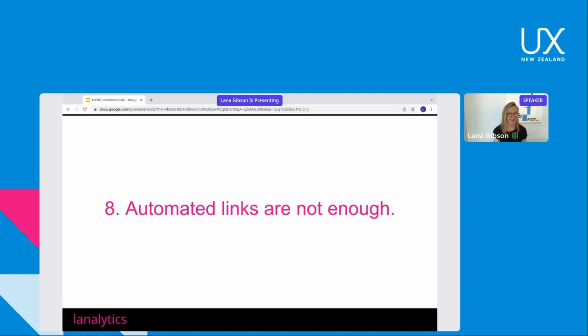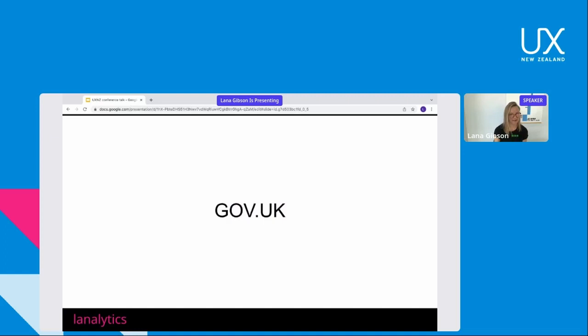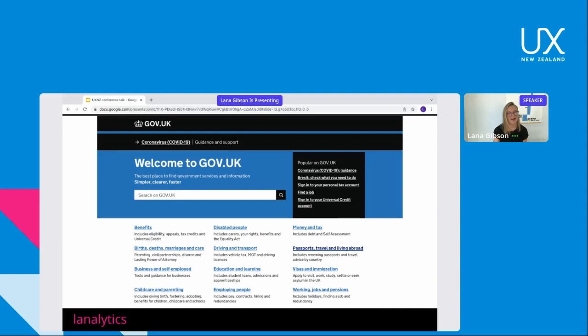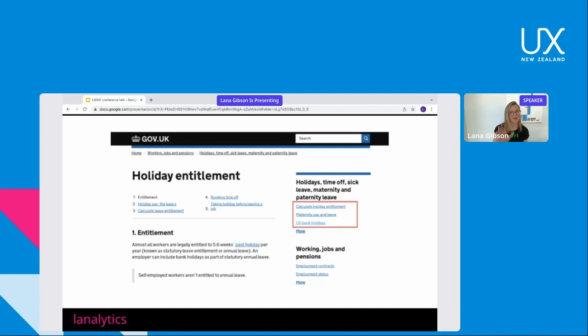Number 8 is, automated links are not enough. Now, this relates to gov.uk, we did this at the start. So this is the homepage, and on each deep level content page, you've got your related links down the right-hand side. And I think a lot of sites do this. So they just pull them in automatically from the parent section. So you can see the breadcrumbs up the top, working, jobs and pensions, holidays, time off, sick leave. And those related links are just being pulled in automatically from those sections. So they're not very focused.